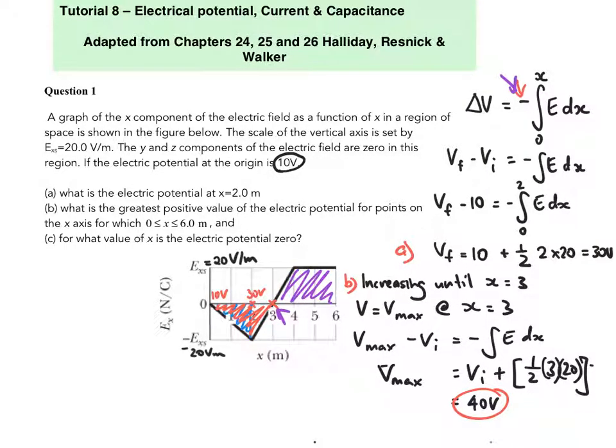Okay, so at this point here, we have 40 volts. That makes sense because it's linearly increasing. So we could say that at this point it's 20, 30, and then 40 at this point here. So that's what happens with our potential. It's a linear relationship between the electric field and the position.